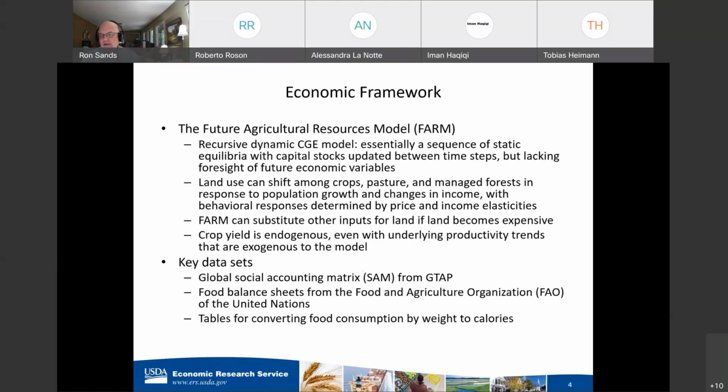That's where you really need a long time frame, up to the end of the century, in the mitigation scenarios, especially if you're looking at scenarios that want to get to net zero carbon dioxide emissions. And if you're using bioenergy, that might have a big impact on the rest of the model. So the key data sets are obviously the GTAP SAM, food balance sheets from FAO, and also, as part of the food balance sheets, a table for converting food consumption by tons to calories, which you can actually derive from data in the food balance sheets.